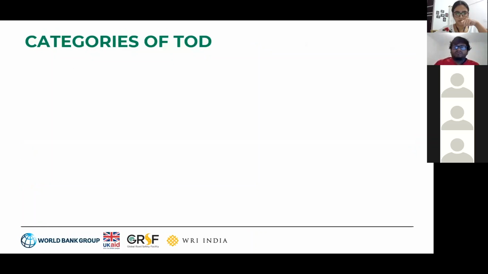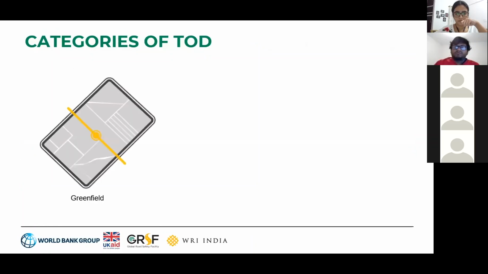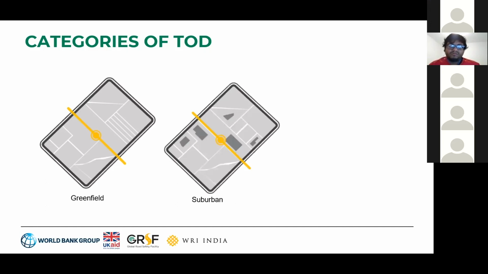The urban development context plays an important role in influencing the feasibility and success of TOD. The three overarching types of development contexts are greenfield, suburban, and urban. Greenfield refers to land that currently has little or no urban development. Such sites may either lie in the outskirts of existing cities or within newly planned cities. Suburban refers to land that is sparsely developed along the outer edges of the city limits.